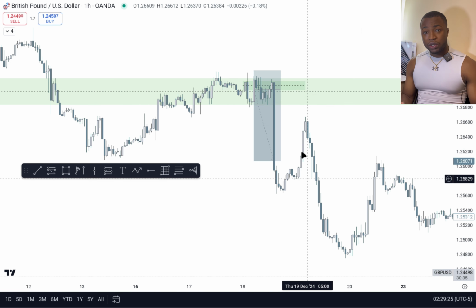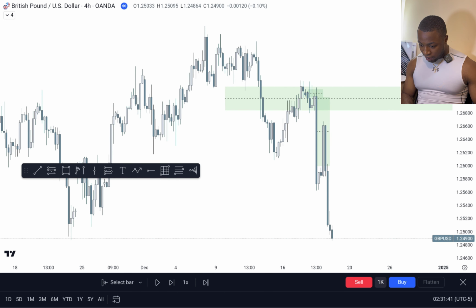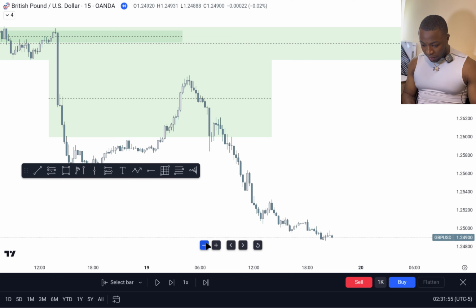So let me show you guys how this strategy can actually work on a lower time frame. See, we have this 4 hour inefficiency here, right? Price actually retraced into this inefficiency, which is the fair value gap. Then I'll go on the 15 minutes time frame. On the 15 minutes time frame, we have this big fair value gap.